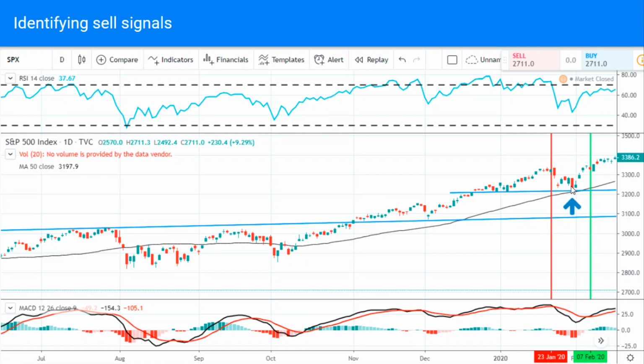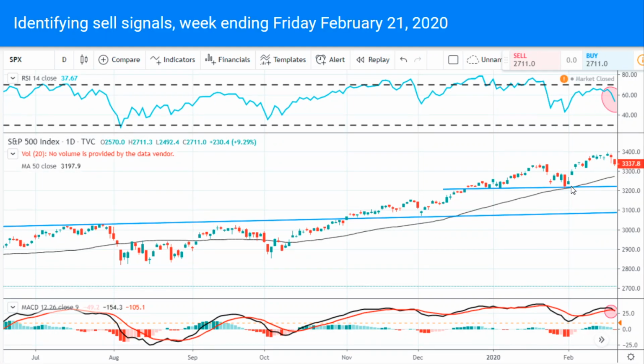So continuing with sell signals though. Now over here, focus on the top over here. I'm going to go week by week. We had these two or three weeks of sell-off, right? So on the week ending Friday, February 21st, you can see that on Friday there was a sharp decline in RSI, showing that the strength is weakening.